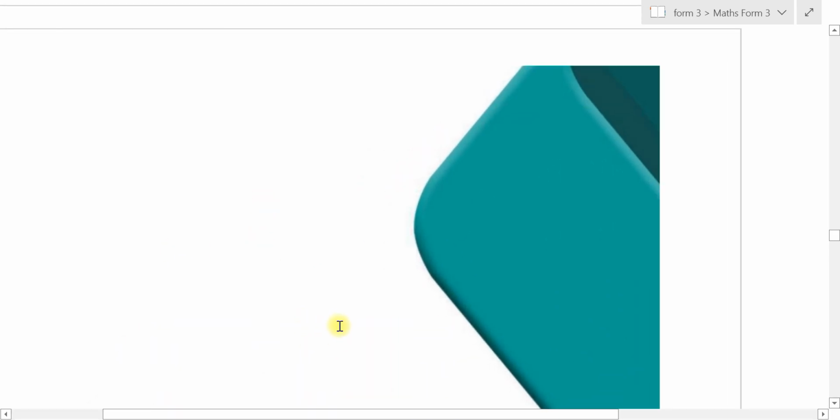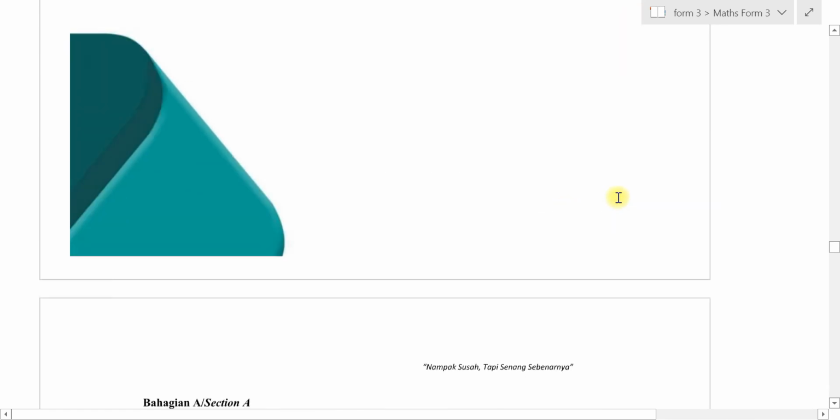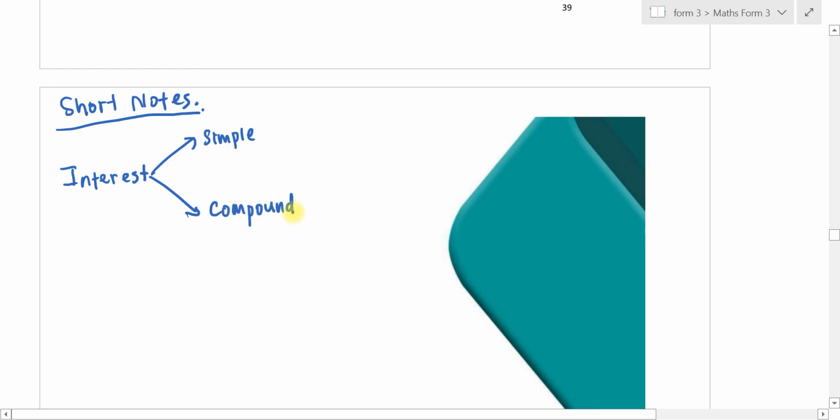Okay, so a few things to note, which you can consider as a short note as well. I don't think they give you short notes here. Yeah, straight to the questions. So remember, the first thing we want to learn about is interest. We have simple interest and we also have compound interest. Two types of interest.